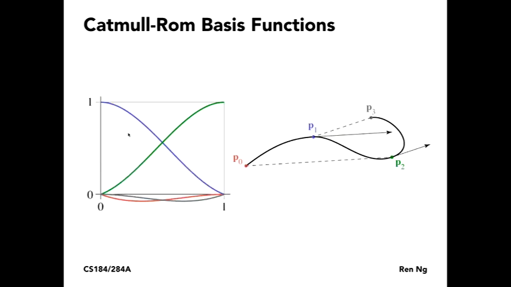Here are the Catmull-Rom basis functions. Blue one, yellow one, green one, and then here are the second and third basis functions. Anyway, all right. Okay.